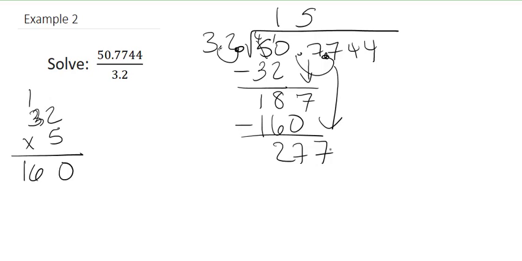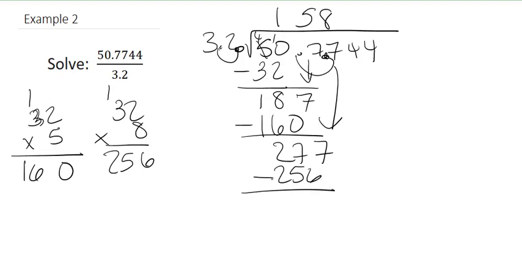So let's estimate. Let's just say 8. 32 times 8. So 2 times 8 is 16. Carry the 1. 3 times 8 is 24. Plus 1 is 25, so 256. So if we added another 32, it would be much higher than our 277. So we know that we are doing well with 8. So we'll put the 8 above and put 256 below. And then do a subtraction.